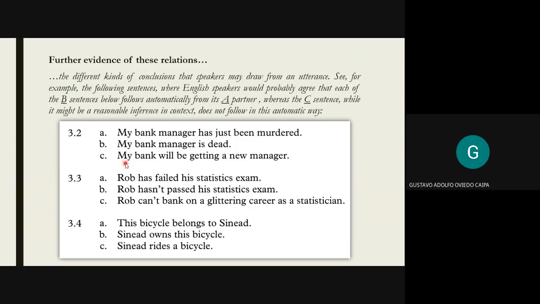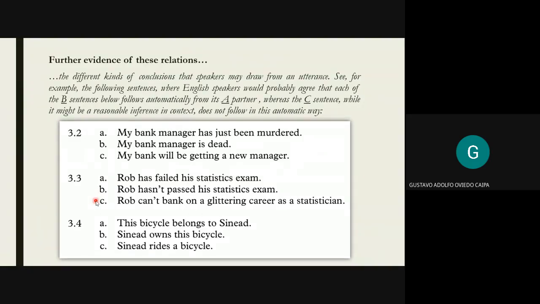The third sentence, "My bank will be getting a new manager," is information that you can get from context. It's information that you can sort of get from a critical analysis of the first sentence, but it's not something that follows logically from the first one. So why is that? Let's see the other examples. "Rob has failed his statistics exam." So Rob hasn't passed his statistics exam. So again, sentence B follows directly from sentence A. And if we see sentence C, "Rob can't bank on a glittering career as a statistician," we don't know that. That's just contextual information. So we can see that sentence B follows directly or logically from sentence A, but sentence C doesn't really do that.